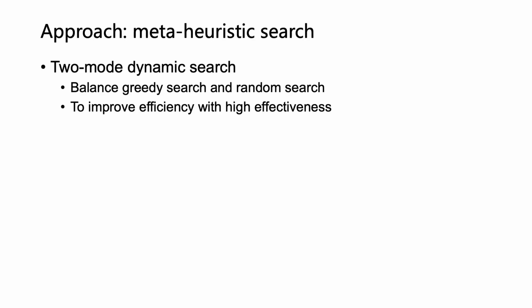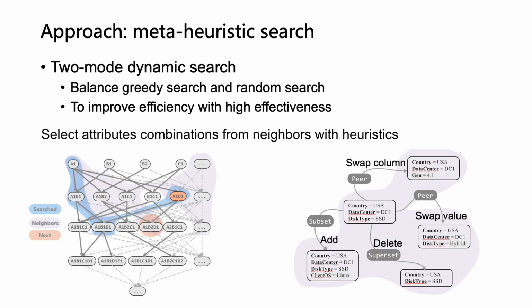In the proposed heuristic search framework, we employ a two-mode dynamic search strategy, which balances greedy mode and random mode so as to improve efficiency with high effectiveness. We define the scope of each search step as neighbors, including the pair set, subset, and supersets, respectively. For such operators, the add, delete, swap column, and swap value are employed to select the attribute combinations from neighbors.